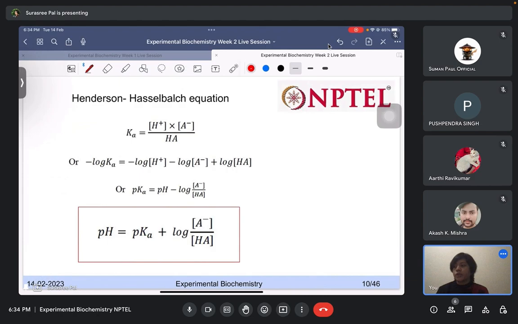So the Henderson-Hasselbalch equation we had discussed in the previous lecture is simply this: pH equals pKa plus log of the concentration of the conjugate base divided by the concentration of the acid. This is when a weak acid is dissociating. Ka is the dissociation constant, and when we put log on both sides we get this equation. That is the Henderson-Hasselbalch equation. I need you to remember this so that we can calculate the pI of particular amino acids.